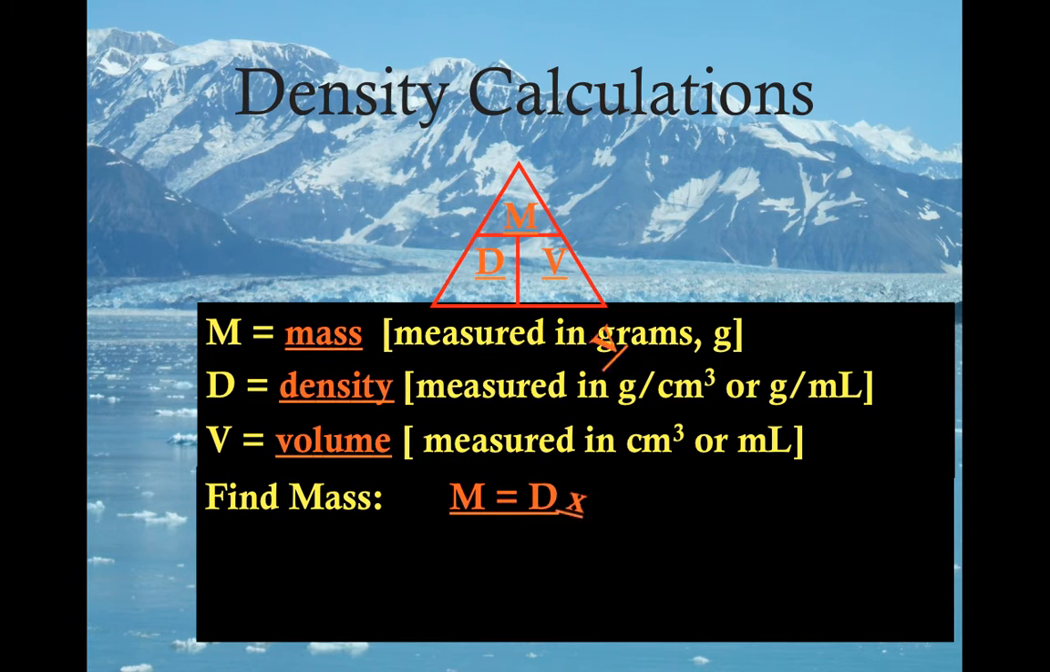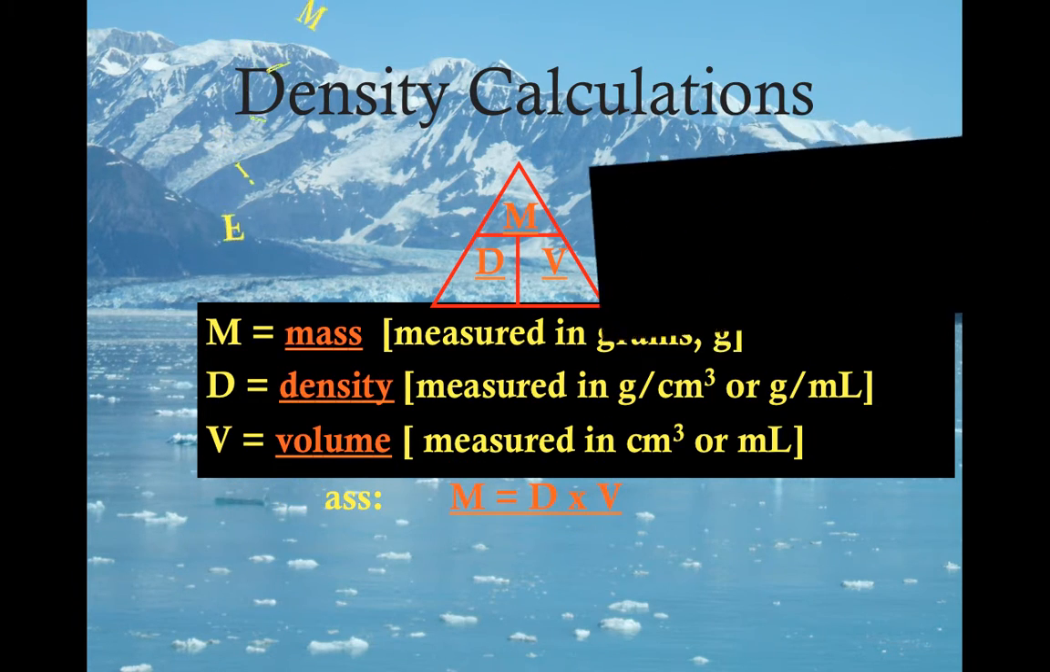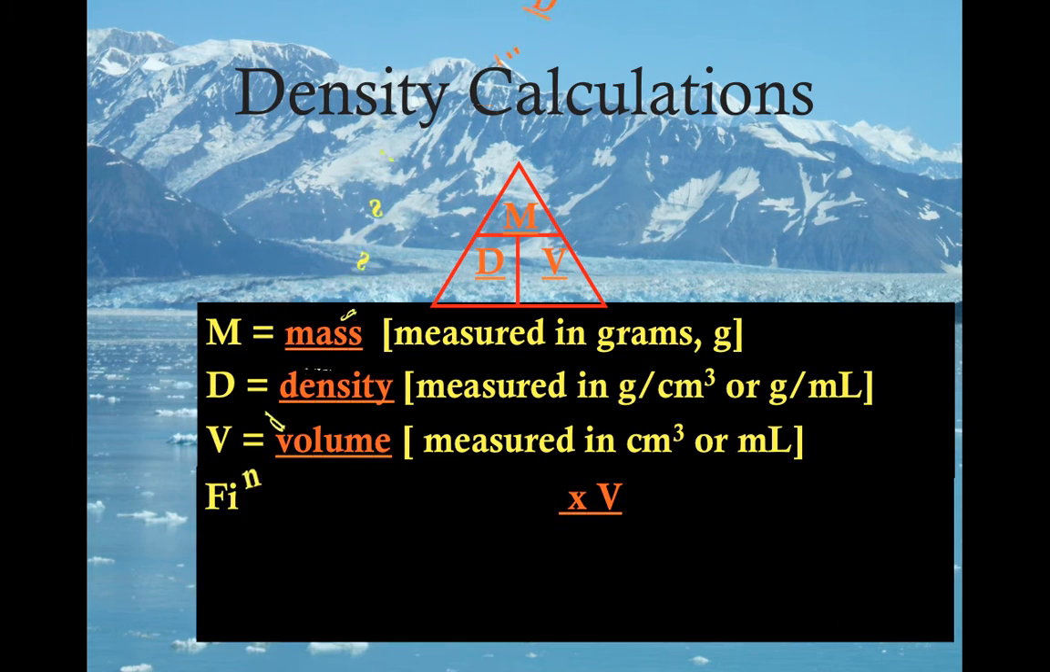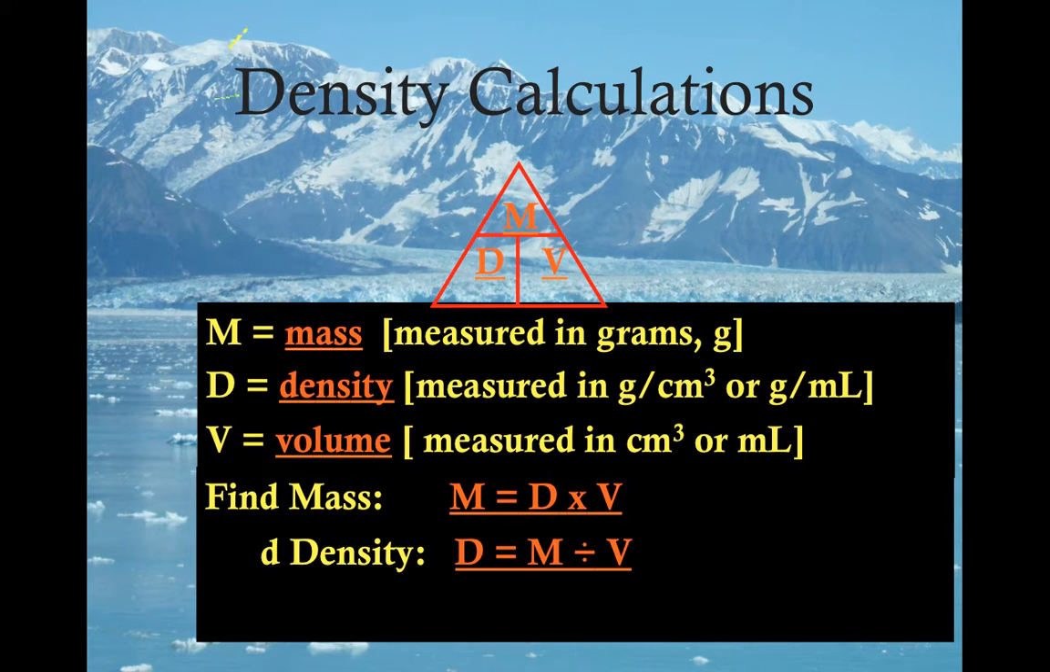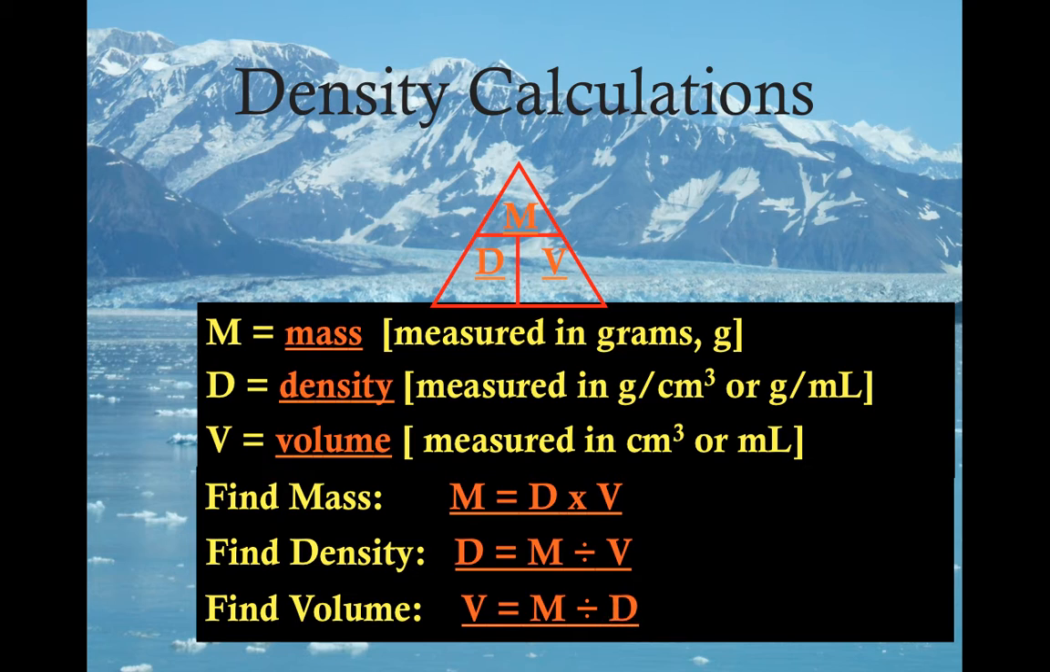So, there are three kinds of calculations we'll do. You'll be asked to find mass, you'll be asked to find density, you'll be asked to find volume. So we have to get used to these formulas. If we want the mass, it's going to be density times volume. If we want the density, it's going to be mass divided by volume. And if we want the volume, it's going to be mass divided by density.